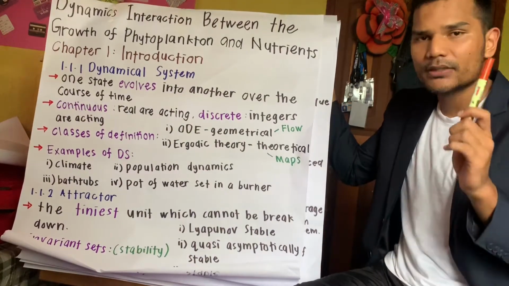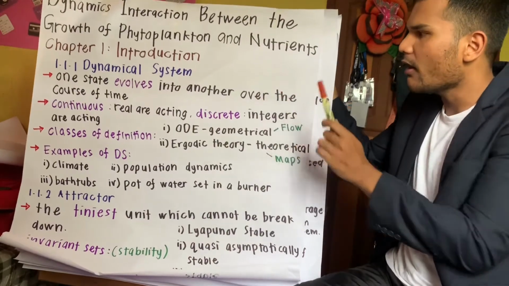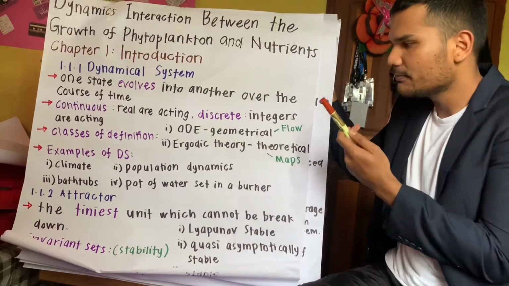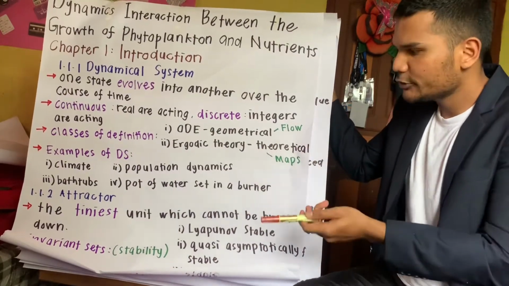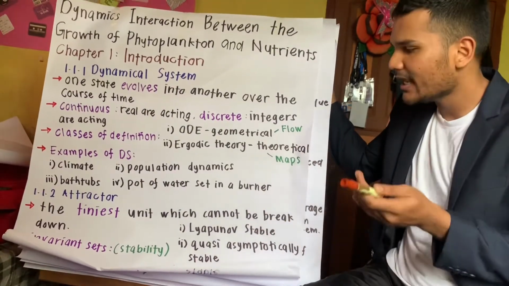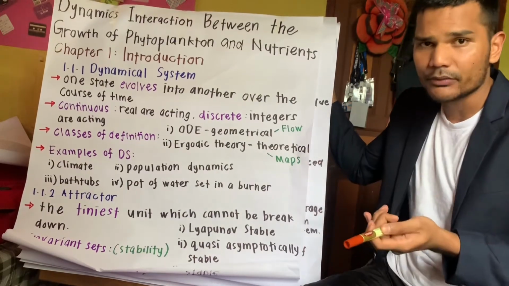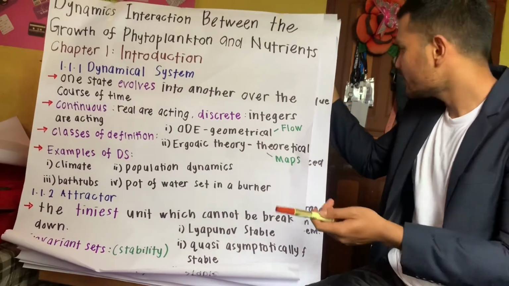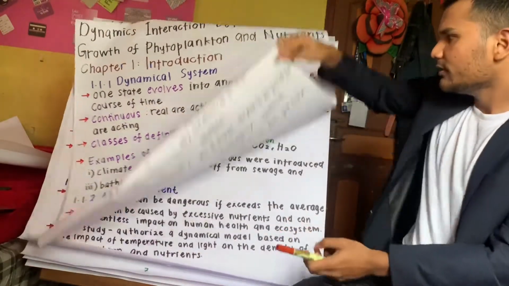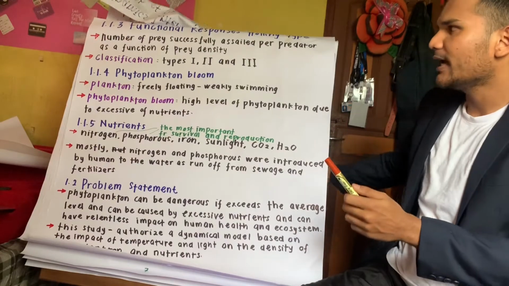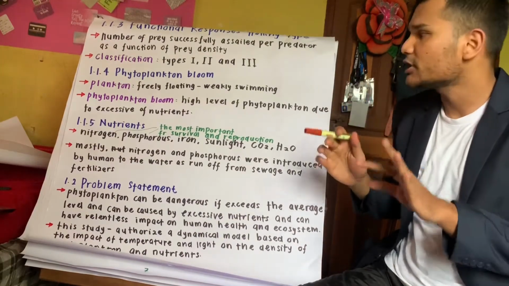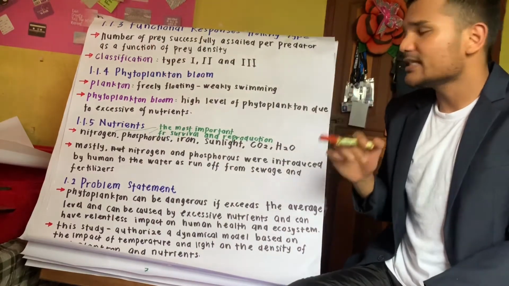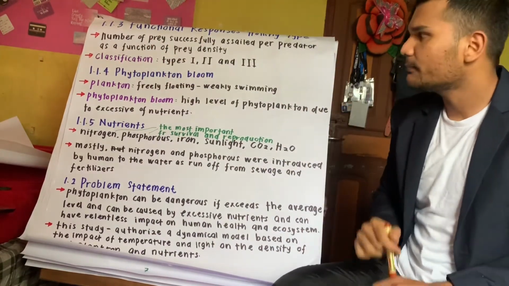For the introduction, what is a dynamical system? A dynamical system is one state evolving into another over the course of time. Examples of dynamical systems are climate, bathtubs and a lot more. The meaning of an attractor is the tiniest unit which cannot be broken down. In order to study attractors, we have to know the invariant sets and stability first. Next is the functional response, Holling type, which has three classifications: type 1, type 2, and type 3. This is the number of prey successfully consumed per predator as a function of prey density.